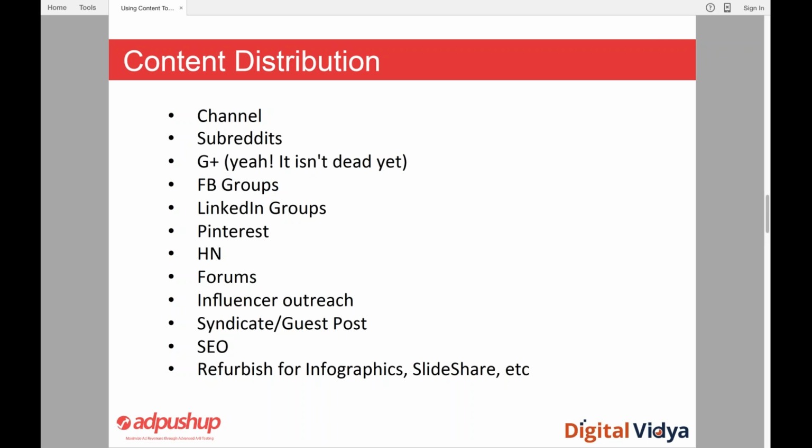We've seen LinkedIn groups. In fact, LinkedIn also has LinkedIn Pulse now. So after you publish your content on your website, you can actually go and publish it on LinkedIn as well.